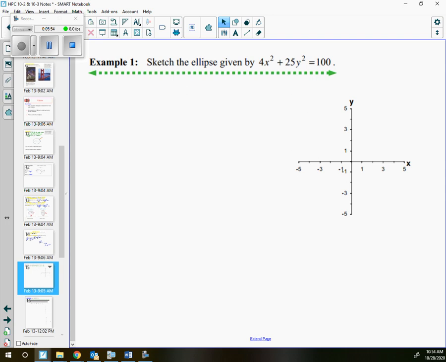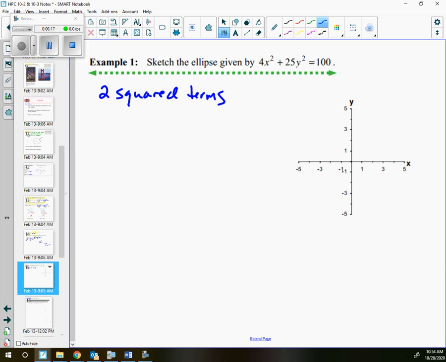So we'll start with one that looks very similar to that. So this is this general form again. How am I going to recognize that this is in fact an ellipse and not one of the other conics? Well, first thing you're going to look for is two squared terms. So we need to make sure we have two squared terms to be able to have an ellipse and not, say, a parabola, which only has one.